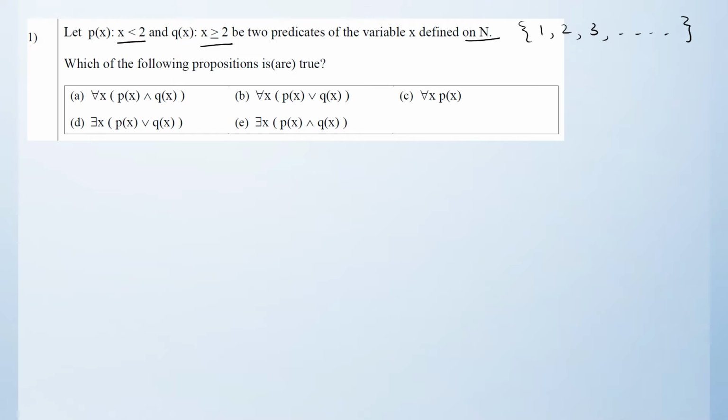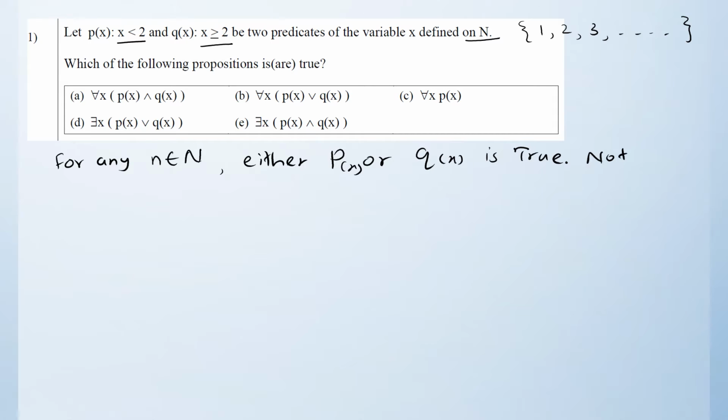For any natural number x, either P or Q will be true, but not both. For any n belonging to capital N, either P or Q will be true, not both. So let's see where we have P as true, where we have Q as true.